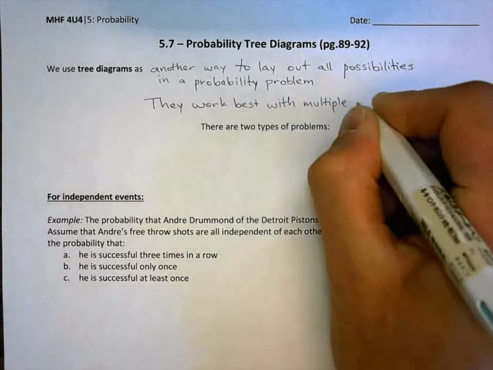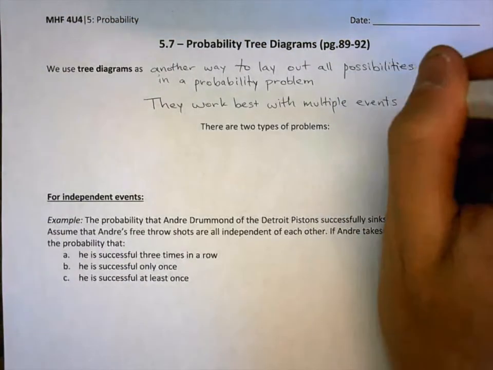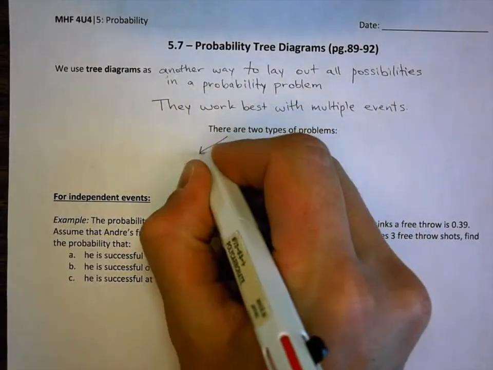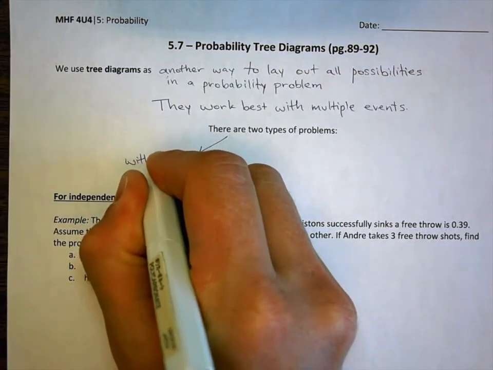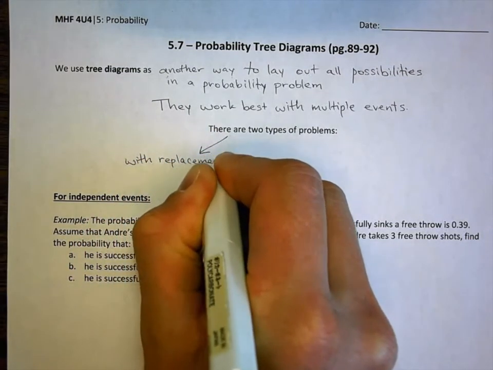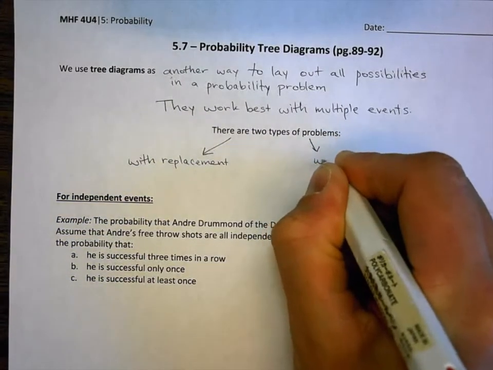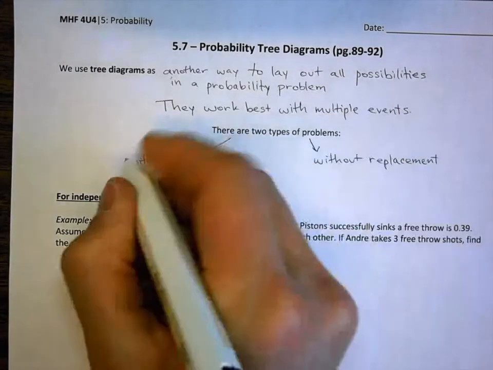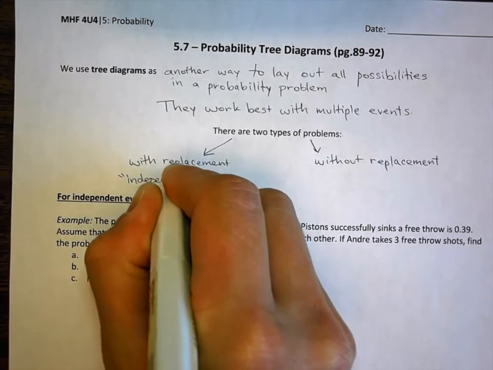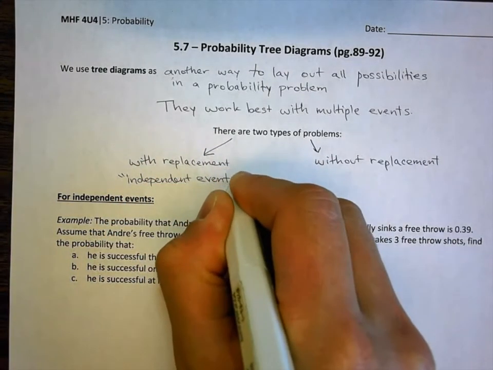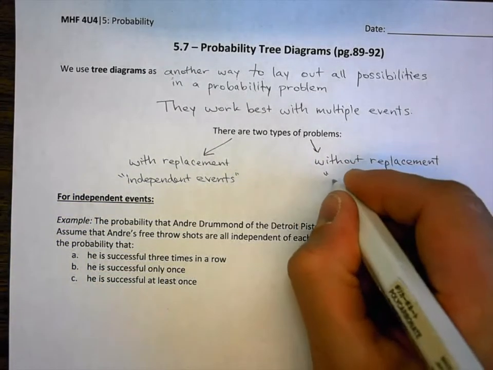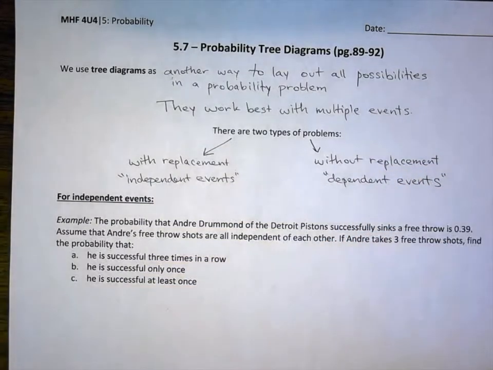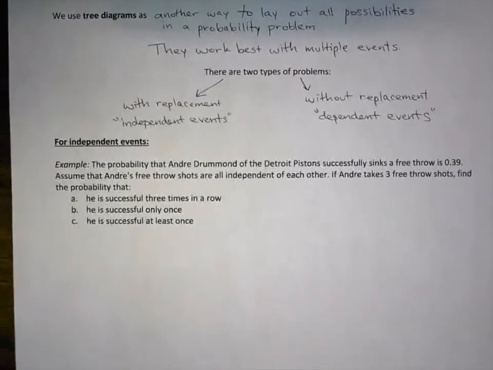So actually, you'll find that this lesson really helps put the last two lessons on conditional and independent events into context. So there are two types of problems we're going to look at. We're going to do two examples today. The first one is a probability tree with replacement, and another one without replacement. If you remember from the last few lessons, this one would be with replacement is independent events, and this one here without replacement would be dependent events. Okay, so let's get started with our first example, which is independent events.